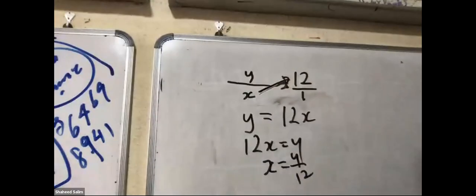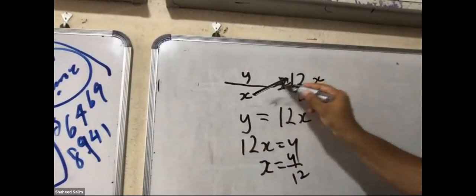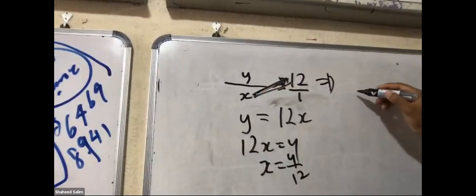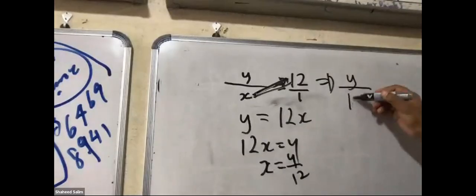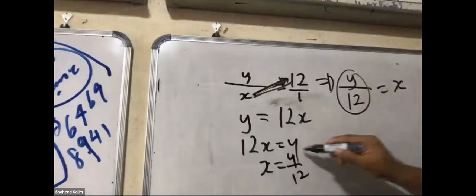Actually, I can do it this way. I push this x up, I push the 12 down. Look, I push the x up, the x is now here. I put the 12 down, 12 is now here. So can you see now? I can also do it like that. I bring the 12 down, I put the x up. So I found that x equals y over 12. Same thing.